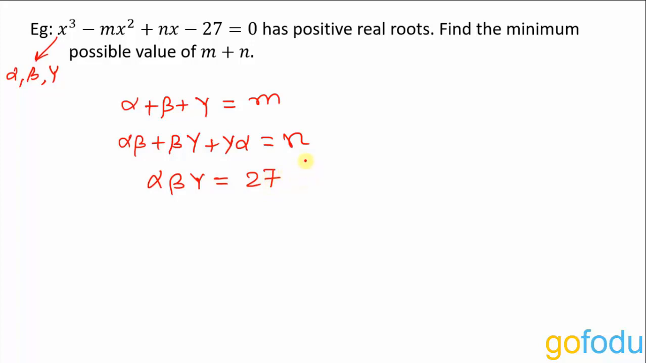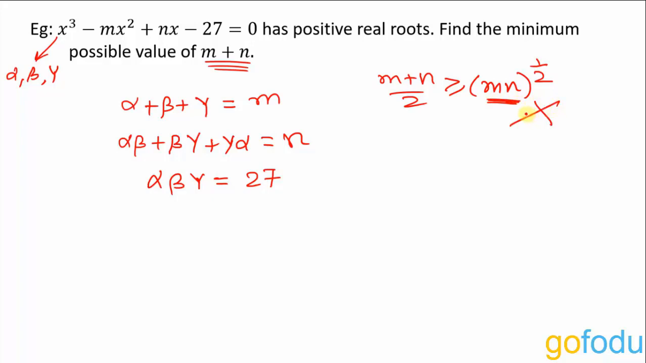Now, the most common mistake that students make here is that the minimum value of m plus n is asked. So they write (m plus n) upon 2 is greater than or equal to mn raised to power 1 by 2. Of course, we can get the minimum value of m plus n from here, but how will you get the product of these coefficients m and n? How will you get m into n? So this approach is wrong. Rather, we should use this knowledge of the cubic equation.